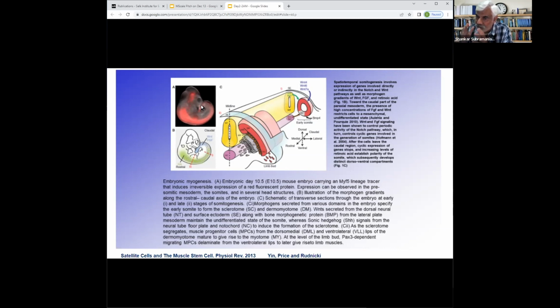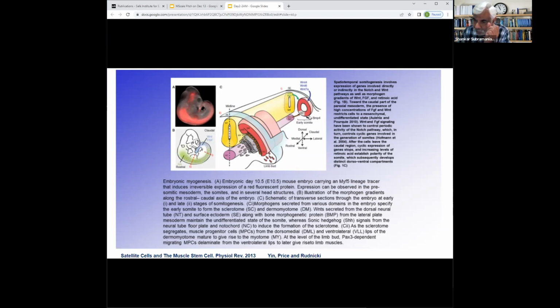If I look through a cross section of the embryo, in the caudal region, which is where the early somite exists, you have activation of the Wnt signaling pathway and the introduction of BMP4, which essentially gives rise to the combination of morphogens changing and giving rise to morphogenesis. In fact, morphogens from various domains in the embryo specify the early somite form of what's called the sclerotome, which is given by this thing called SC.